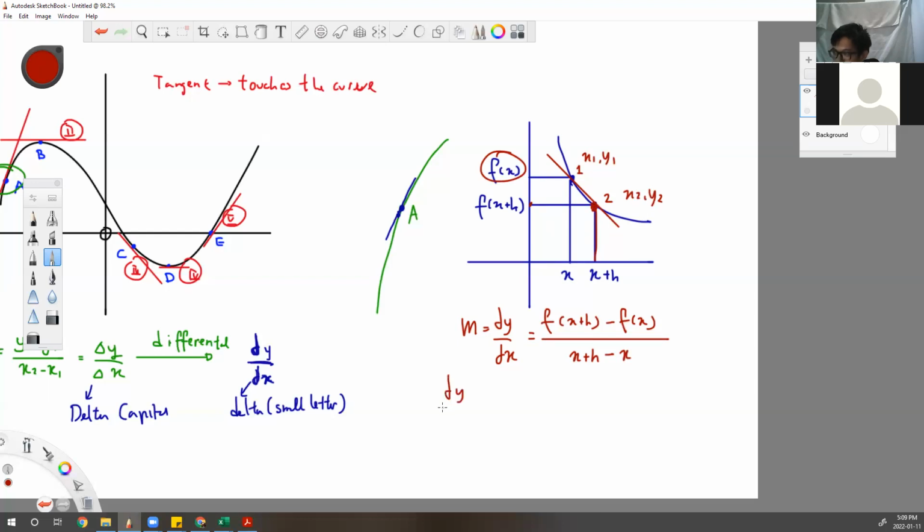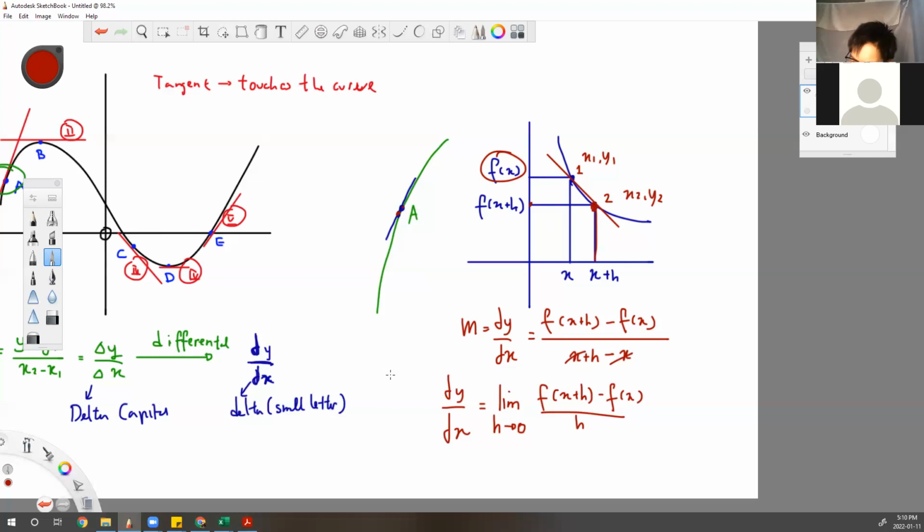So dy dx will equal the limit as h approaches 0, because the nearer to 0, the better it is, right? Remember, the smaller, the nearer the two points, the better it is. So f of x plus h minus f of x, over h. Does it make sense? How is it, Vicky? You understand? Yes. Okay, nice. So this will be our basic understanding.